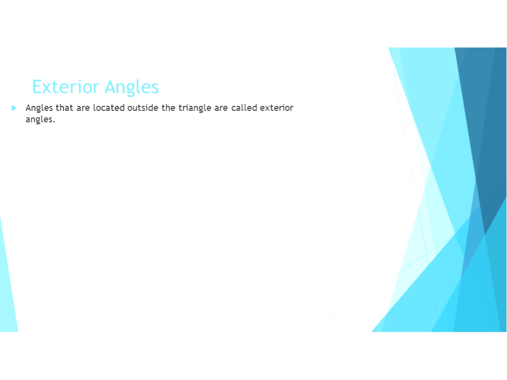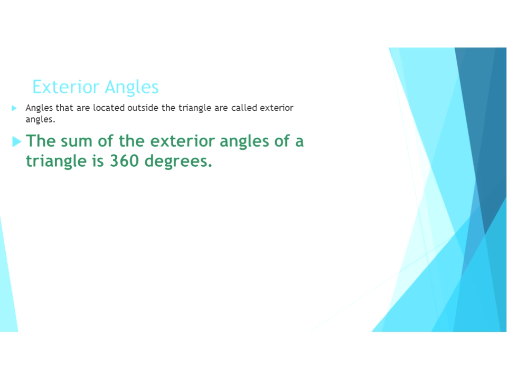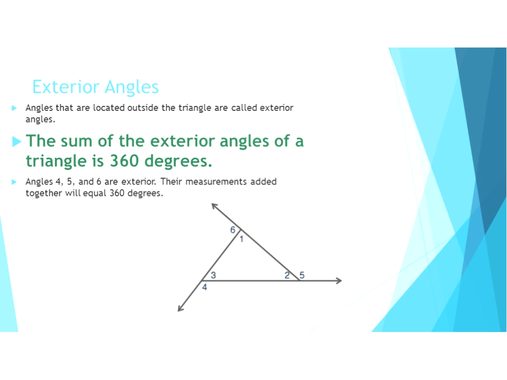Now, those angles we talked about were considered interior angles of the triangle. There's something else this lesson goes over called exterior angles, and these are angles that are located outside of the triangle. Their sum is 360 degrees. It's different from interior angles.